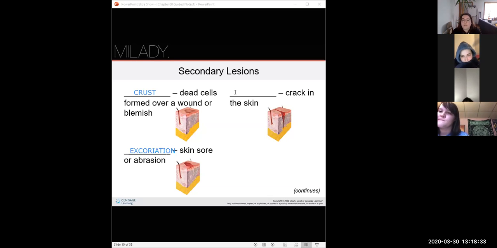And now we have a crack in the skin, which is called a fissure. To be a fissure, it has to go all the way through the epidermis to the dermis. It's not just casual dry skin or anything. A fissure is pretty deep. Cool. And here we go.